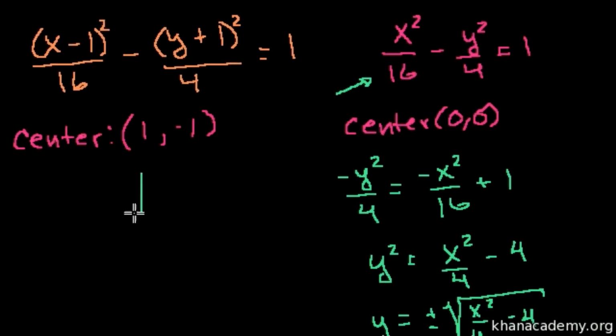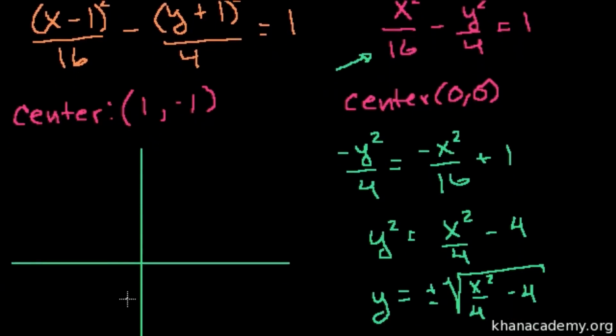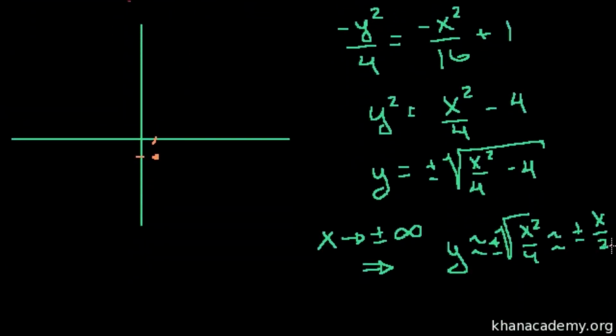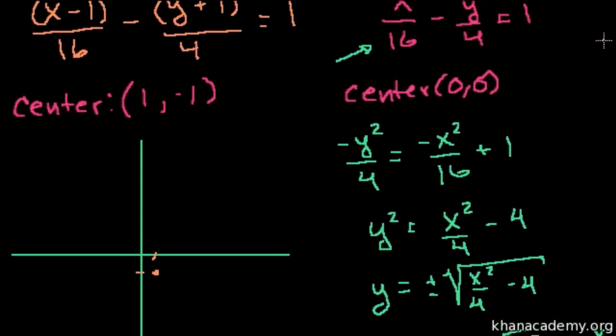So this is my y-axis, this is my x-axis. And the center of this is at 1, -1. So x is equal to 1, y is equal to -1. Fair enough. And then the slopes of the asymptotes were positive and negative 1/2, right? So let's do the positive 1/2. That means for every 2 you run over, if you go in the positive x direction 2, you move up 1. So you go to the right 2 and up 1. So that's the first one. And let me draw that asymptote.